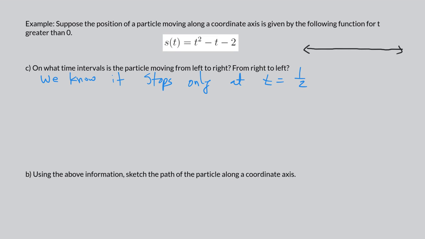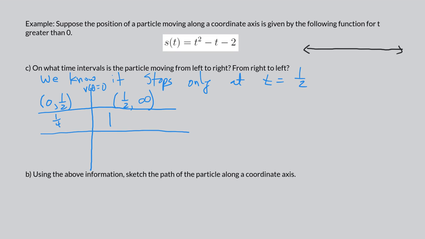So we're going to pick some test values. We have the interval from 0 to 1/2, and we have the interval from 1/2 to infinity. And here at t equals 1/2, this is when the particle stops. This is when the velocity is equal to 0. So we just have to pick some test values. For test values over here, I'll pick 1/4. And in the interval 1/2 to infinity, I'll just pick 1. And then we just look and see what the velocity is, to know whether it's moving to the left or the right.